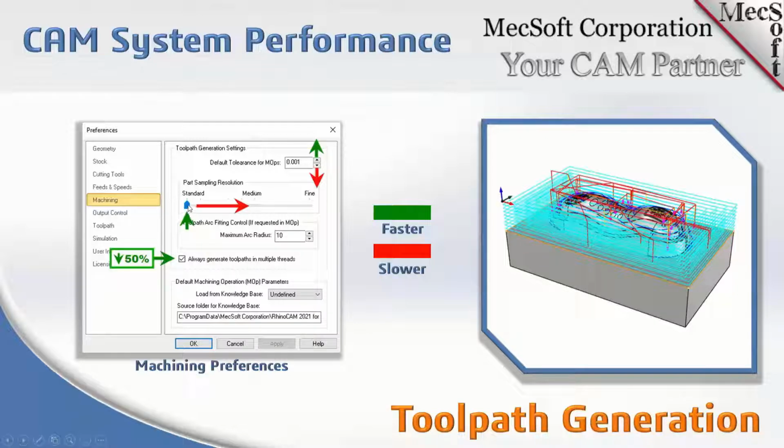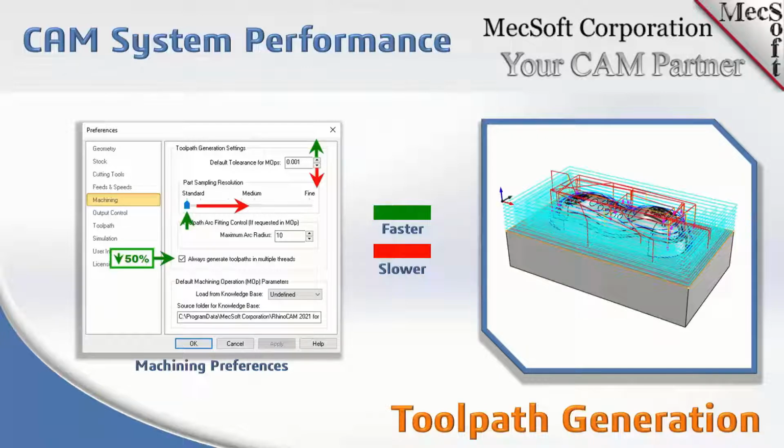By default, it's set to standard. And what this means is this is how many points across the surface it's going to sample in order to generate this toolpath. This part sampling resolution doesn't apply to all toolpath methods. It's only for 3-axis. I think it's only used in horizontal roughing and finishing and some of those types of methods.